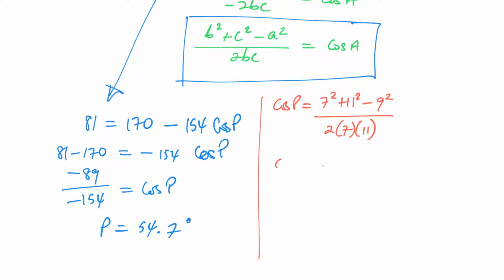So cos P is going to be equal to, that works out to be 89 over 154. And the minute you get that, you realize that that's exactly what we had over here. So the answer is going to be exactly the same, to say that P is 54.7 degrees. Okay, so that's basically it. That's how you use the cosine rule.